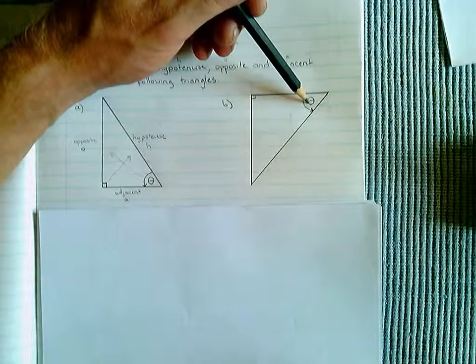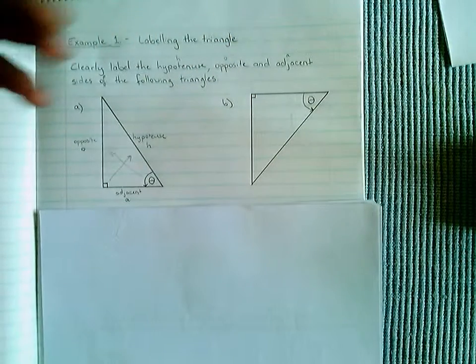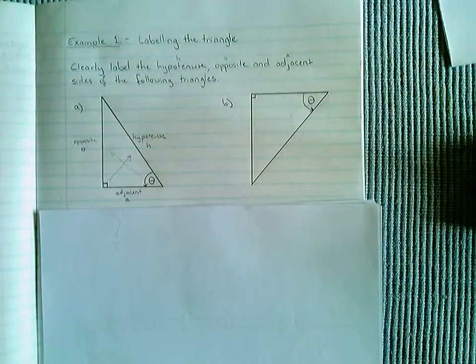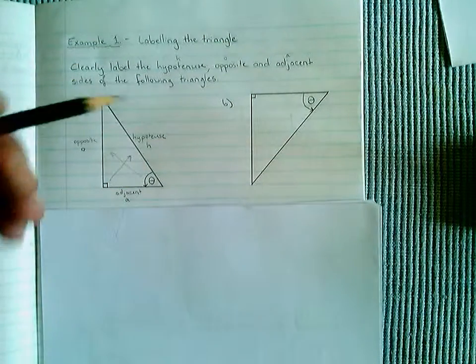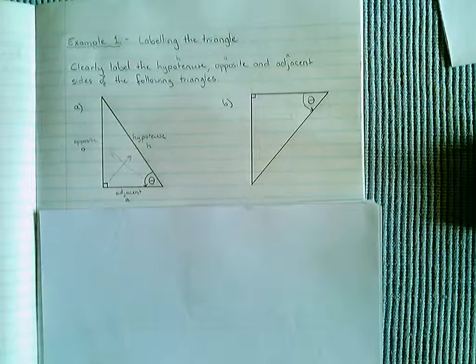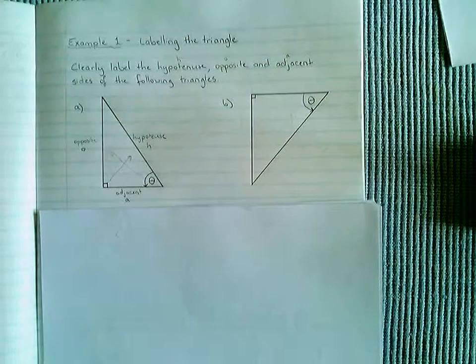Theta is part of the Greek alphabet, and we typically use Greek letters to represent unknown angles, which is why this is a Greek letter. I could have called it alpha, I could have called it gamma, whatever. But this is typically what we see.